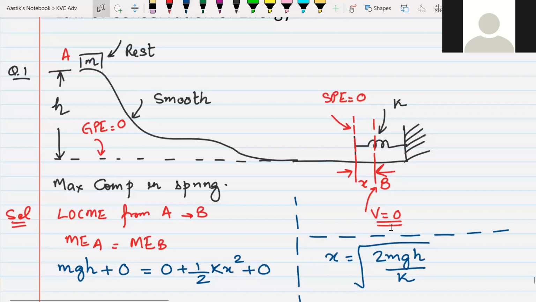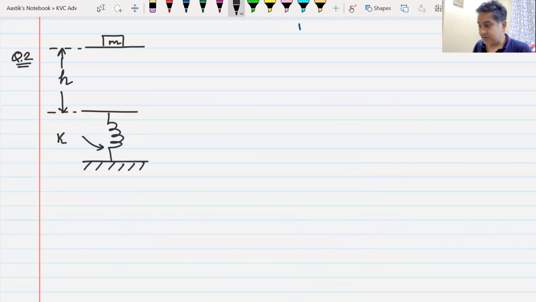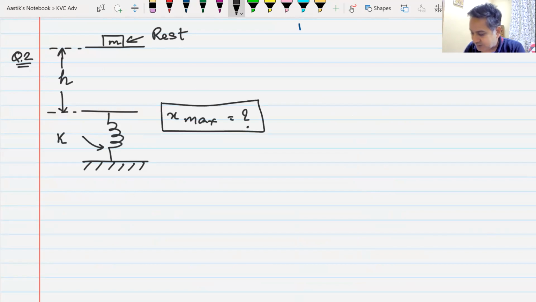Done, sir? Then there comes another question. Same question in a different way. Now I'm going to release this block from rest from this point. You have to find out the maximum compression in the spring. Can you do that? The block is released from a height h. To find the maximum compression in the spring, you have 2 minutes to do this.